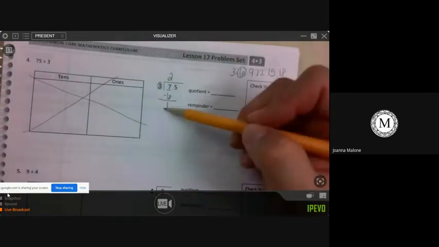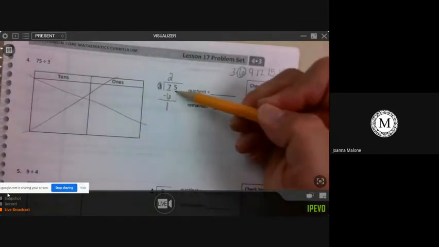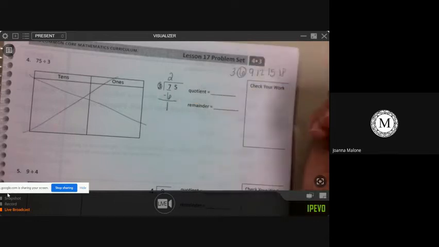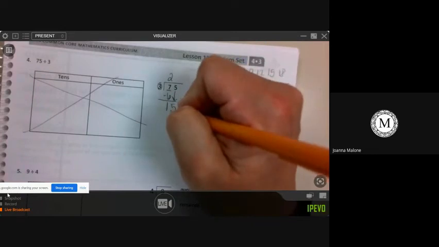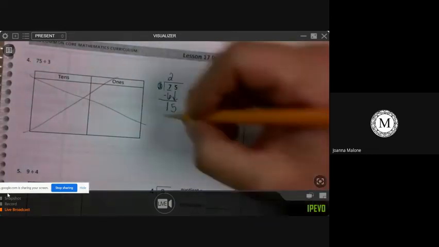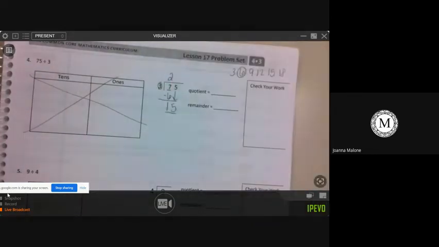So now I look. 1 is smaller than 3, but I have to do what? What do you think, Carson? Love it. I got to bring that 5 down. Right? And then you need to underline. I'm going to let everybody catch up, and then we're going to go to the next part.